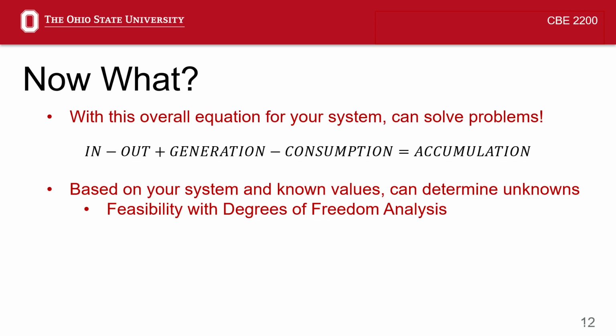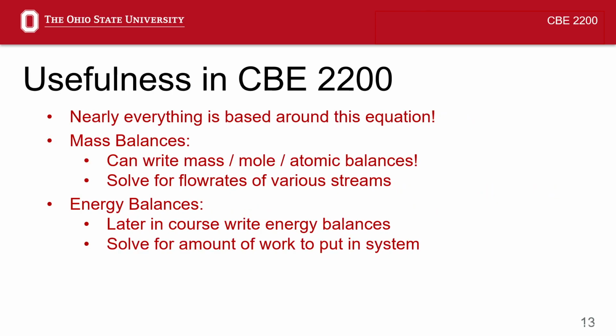Okay, so that was just a general concept of the general balance equation and what a concept of material balance is. How is it useful to you? So in 2200, nearly everything is going to be based around this equation from now on. You're going to be writing mass balances, mole balances, or atomic balances to solve for how stuff is moving within a process diagram. You can solve for the flow rates or the individual component flow rates or mass fractions, mole fractions within your streams. But you can also do a balance on energy.